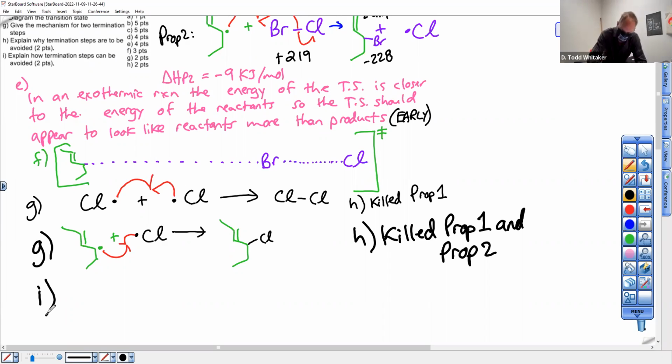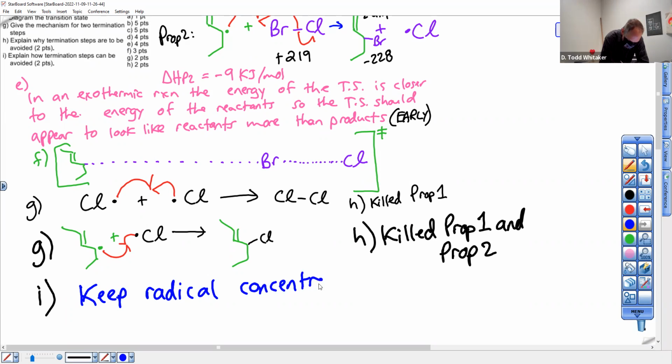Okay, so there you go. Keep radical concentrations low. Because remember, in both propagation steps, a radical needs to react with a non-radical. So if I have a radical surrounded by non-radicals, I'm going to get what I want. If I have a radical with radicals, that's going to happen faster than it's back. So keep radical concentrations low by, here's how you do it.